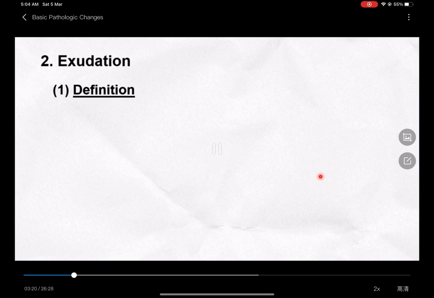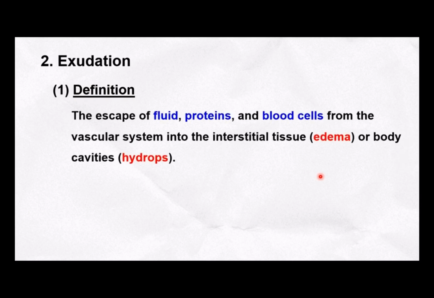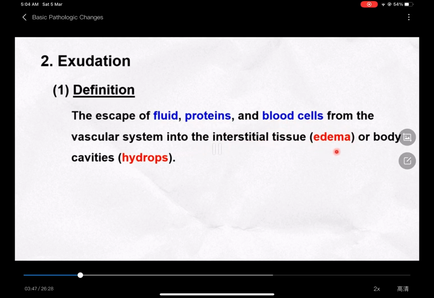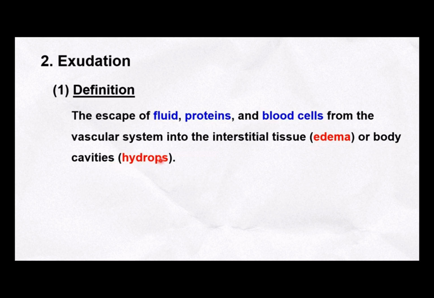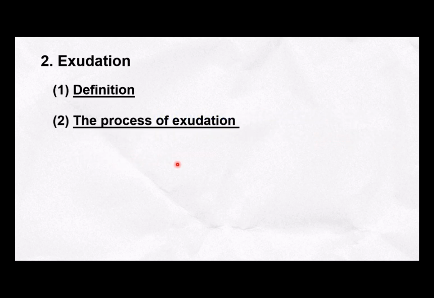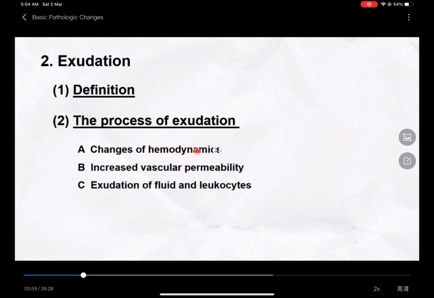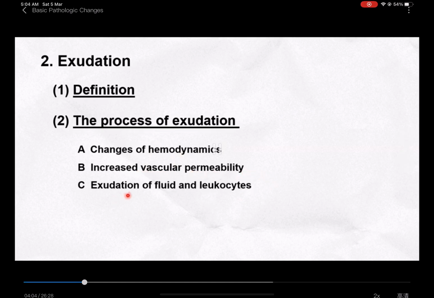The second important pathologic change is exudation. Exudation refers to the escape of fluids, proteins, and blood cells from the vascular system into the interstitial tissue or body cavities. When these substances accumulate in the interstitial tissue, we call it edema. When they accumulate in body cavities, we call it hydrops. The process of exudation includes changes of hemodynamics, increased vascular permeability, and exudation of fluids and leukocytes.